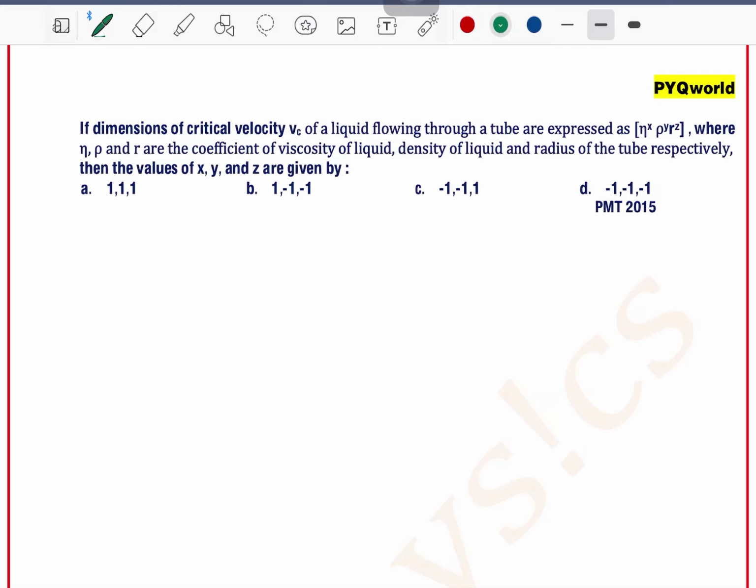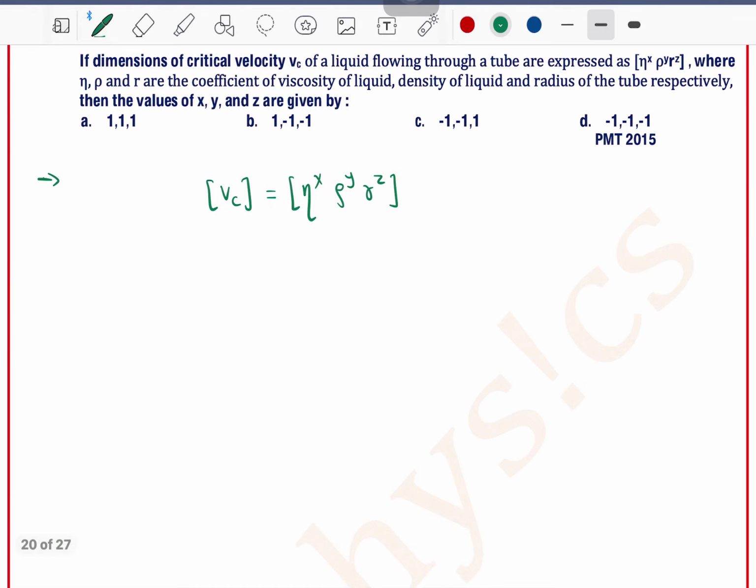If the dimension of critical velocity Vc of a liquid flowing through a tube is expressed as eta to the power x, rho to the power y, r to the power z, where eta, rho and r are the coefficient of viscosity of the liquid, density of the liquid and radius of the tube respectively, then the values of x, y and z are given by, right?